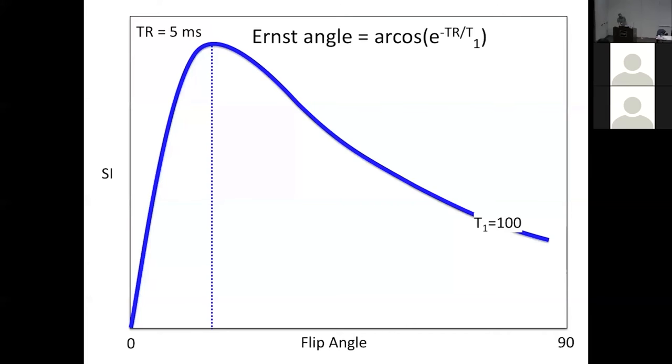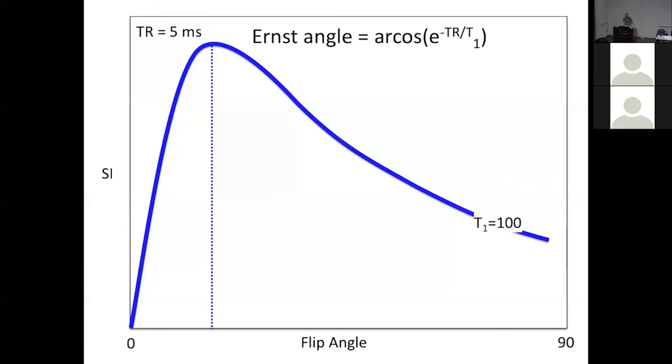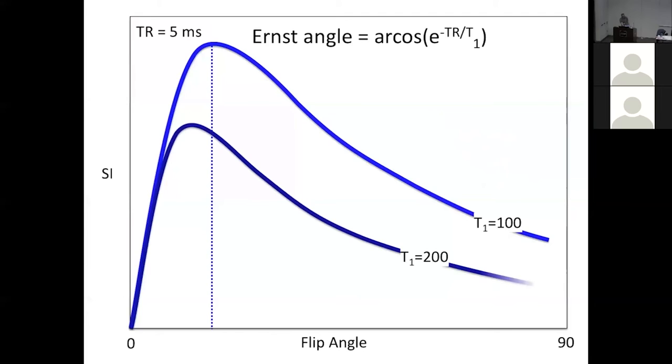Oh, and this Ernst angle is named after this individual over here. So what if the T1 is not 100 milliseconds? What if the T1 is 200 milliseconds? What does the curve look like? Well, the curve looks like this. And what if the T1 is 600 milliseconds? The curve looks like this. So notice a few observations.